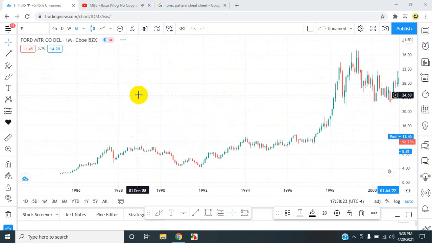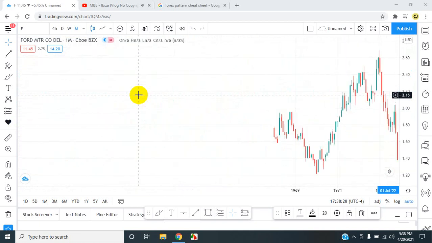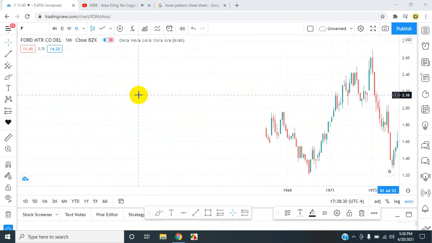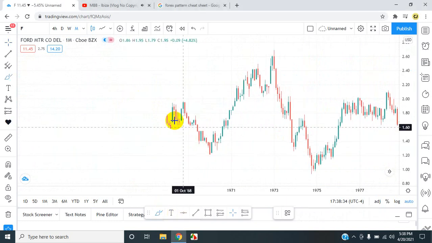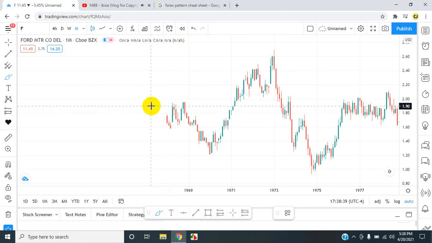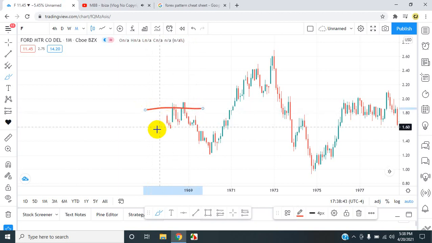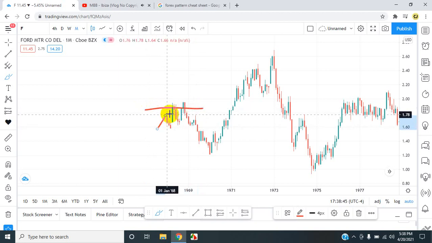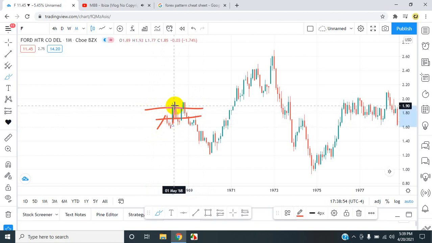Okay, guys, we're going to head over to where price started. Today we are going to mark up Ford Motors. Ford Motors started off in January of 1968. Basically, the market ran into a double top. It started off as a single top, created momentum, and went to new areas of highs at the time.